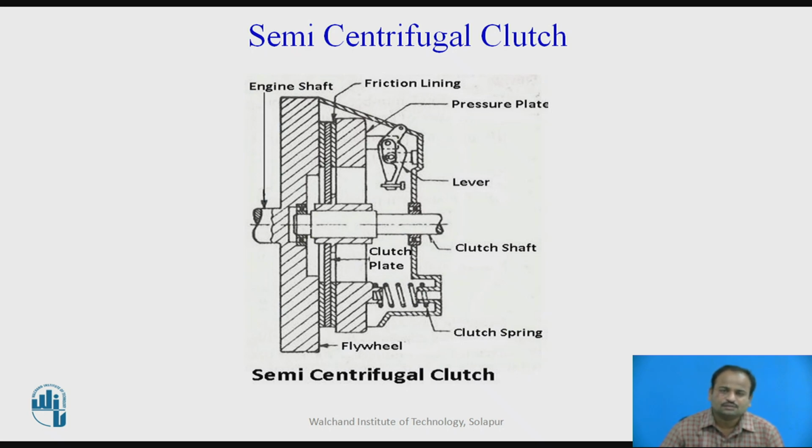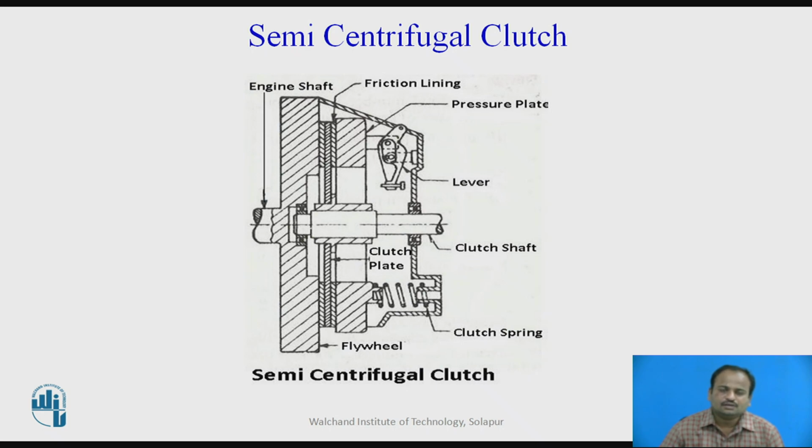So what will happen? Due to low speed, the clutch is already engaged, and whenever the speed increases, it has firm engagement, and whenever the speed decreases, what will happen? The clutch is disengaged at the lever position, and whenever you apply the pedal, it is disengaged at the clutch spring. So in both ways it is acting.